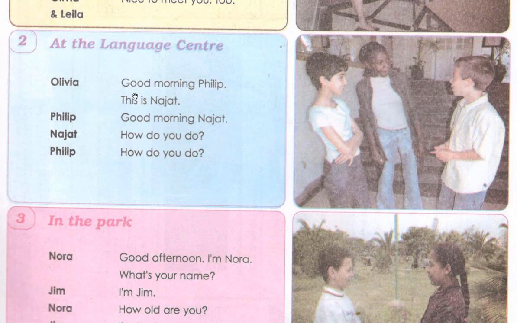Olivia and Philip. Good morning, Philip. This is Najat. Good morning, Najat. How do you do? How do you do?